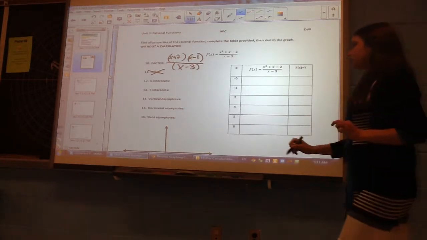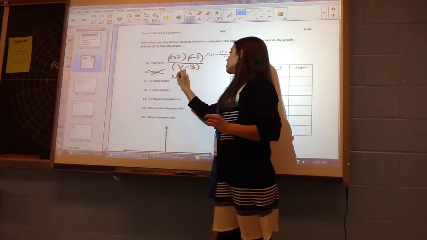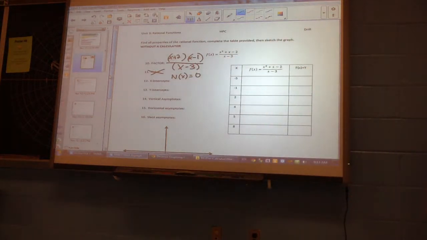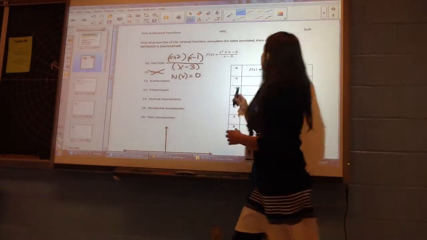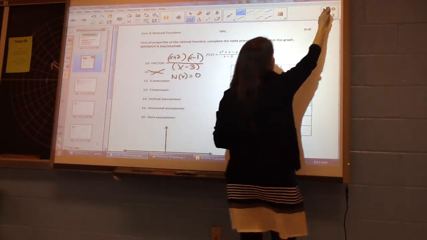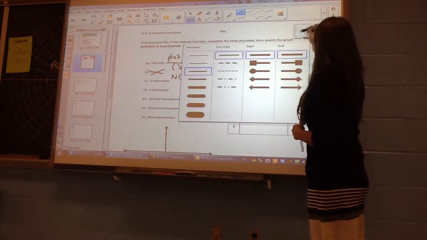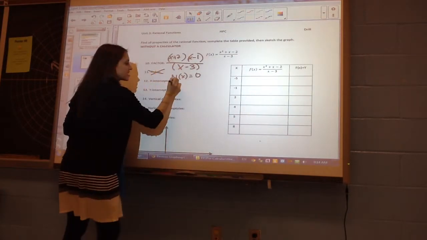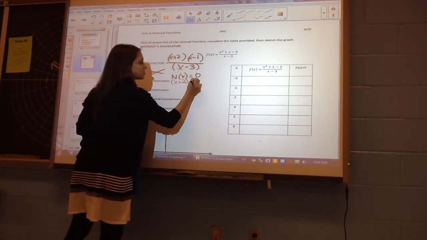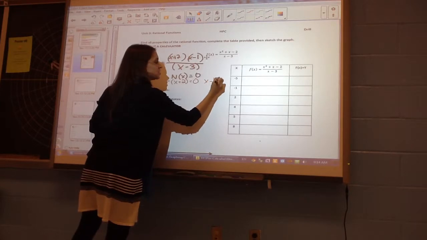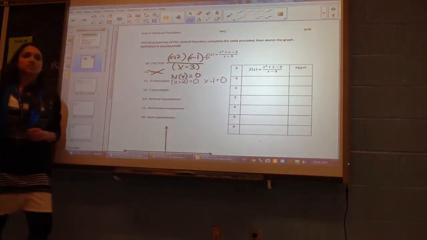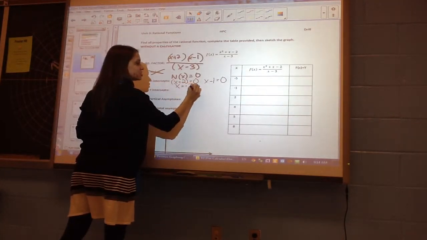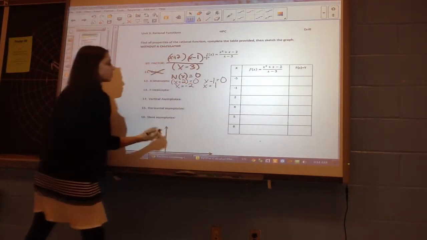Our x-intercepts are when we set our numerator equal to 0 and solve. So I've already factored, so it's going to be a lot easier if I just take these factors and set them equal to 0. So I take x plus 2, set that equal to 0, and x minus 1, set that factor equal to 0. And I solve. So I have an intercept at x equals -2 and x equals +1.